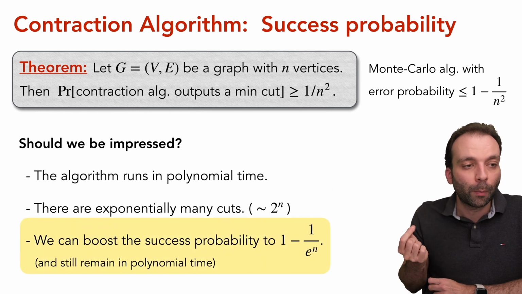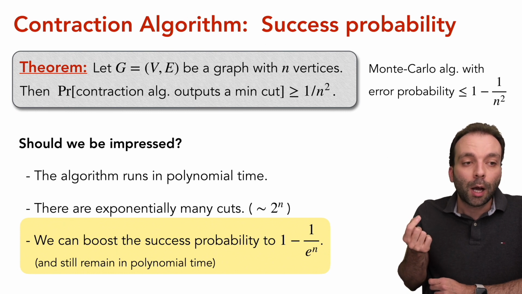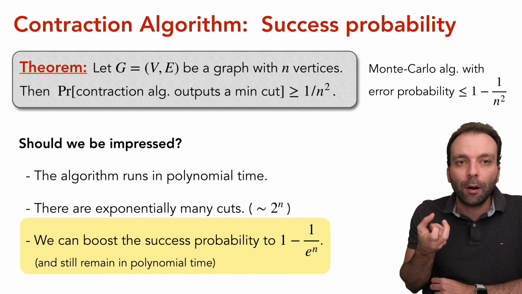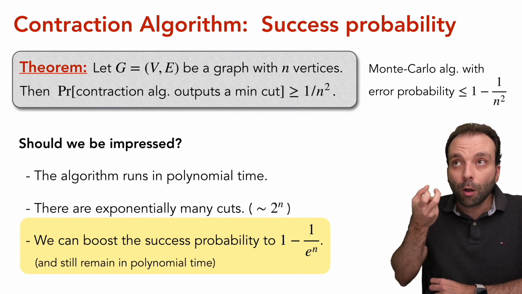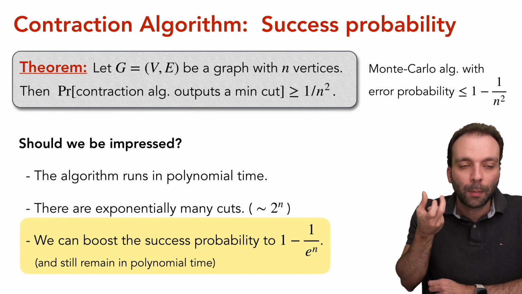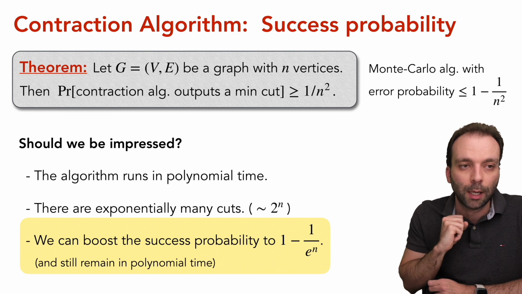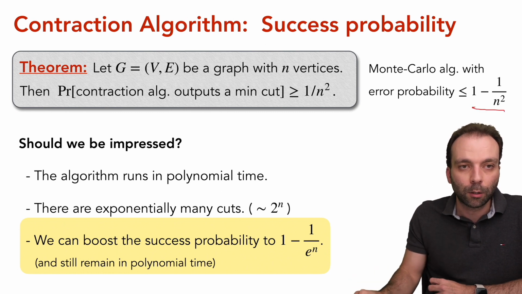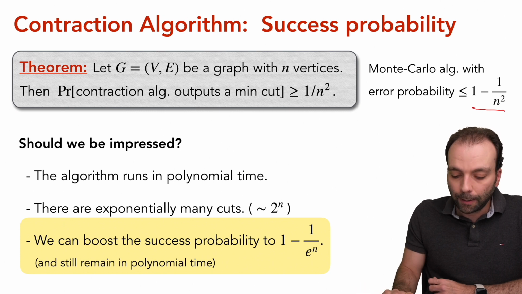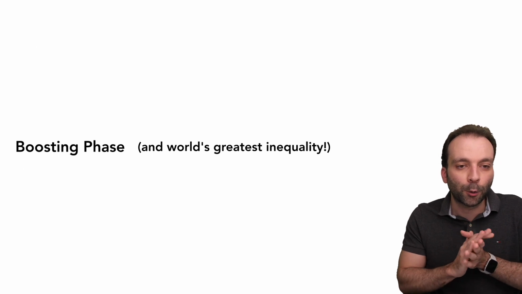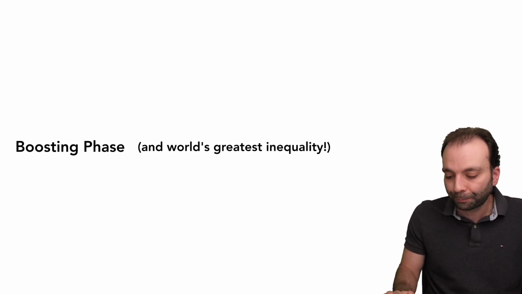And now I want to talk to you about the boosting phase, right? We can boost the success probability to arbitrarily close to 1. In other words, I can lower the error probability to 1 over e to the n. Okay, I can lower the error probability and make it as small as 1 over e to the n, from an error probability of 1 minus 1 over n squared. And what do you think the idea is going to be now? It's going to be the boosting phase, and I'm going to show you the world's greatest inequality.